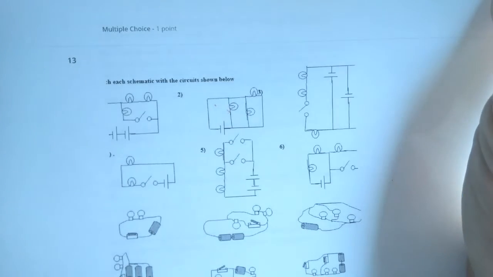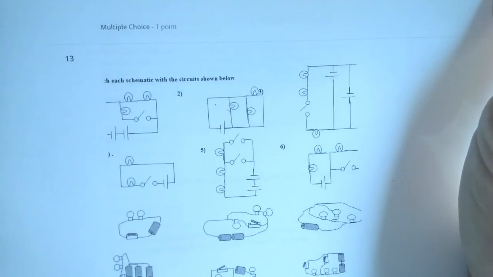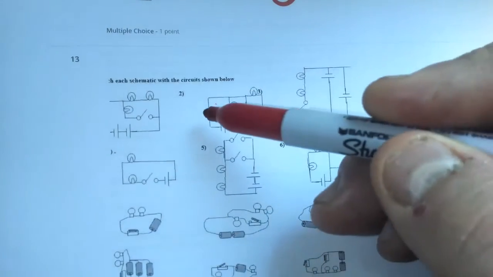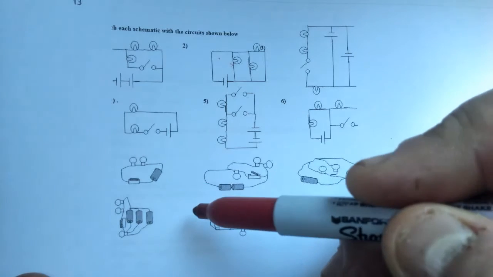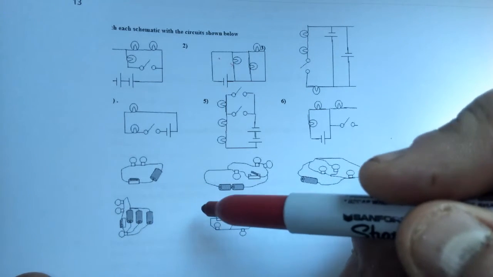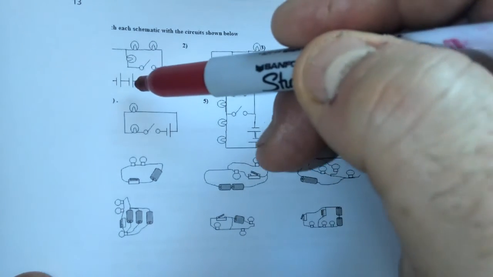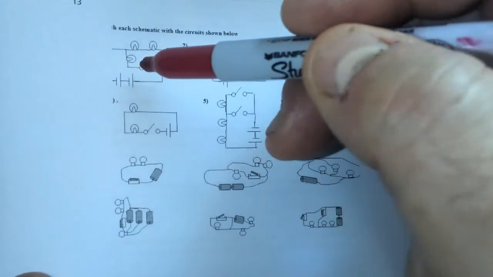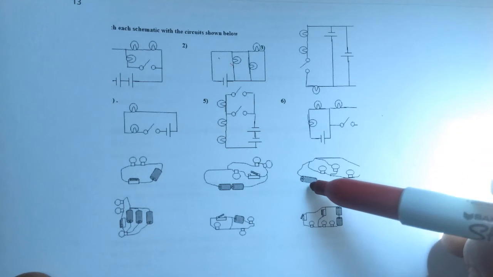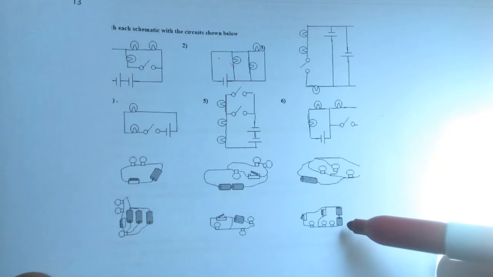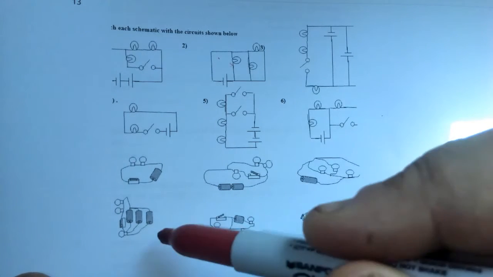Number 13. We're matching the schematics with the quote-unquote pictures or diagrams or photographs, whatever you want to call it, down here. So number 1, we have 2 batteries in a row. So that's not going to be this one. Here we have 2 batteries in a row, not going to be that one. It could be this one. It's not that one, and it's not that one.